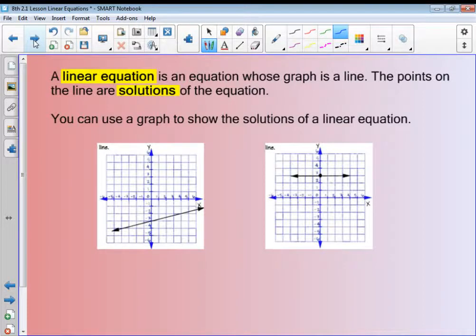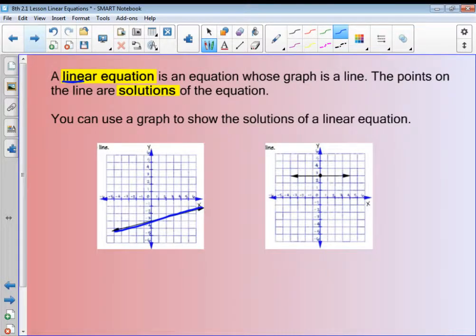We're going to be working with what they call linear equations. Now, the key thing to remember on this is that linear has the word line in it. And linear equations are equations whose graphs, when the equation is graphed out, create a straight line. So in other words, these are two examples of linear equations where we've got a straight line here.